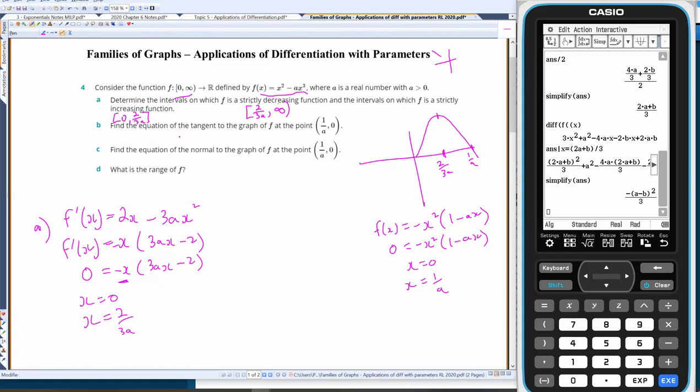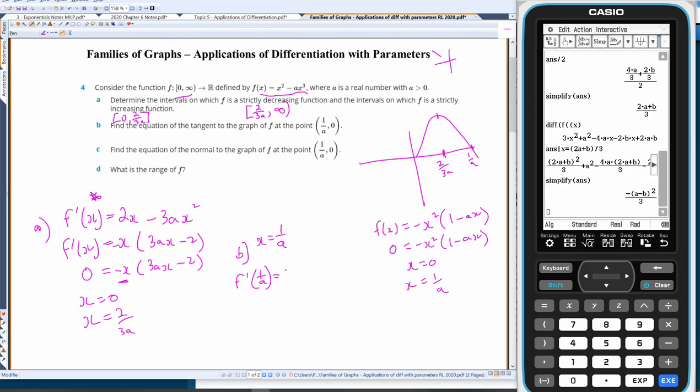Okay, so the next part says find the equation of the tangent to the curve at x is equal to 1 on A. For this one, we've got a derivative function over here. There's our derivative. We want the tangent, so we're going to get the gradient at x is equal to 1 on A. So to do that, I'm going to do f dash 1 on A. That is, can you please tell me the gradient at this particular point?